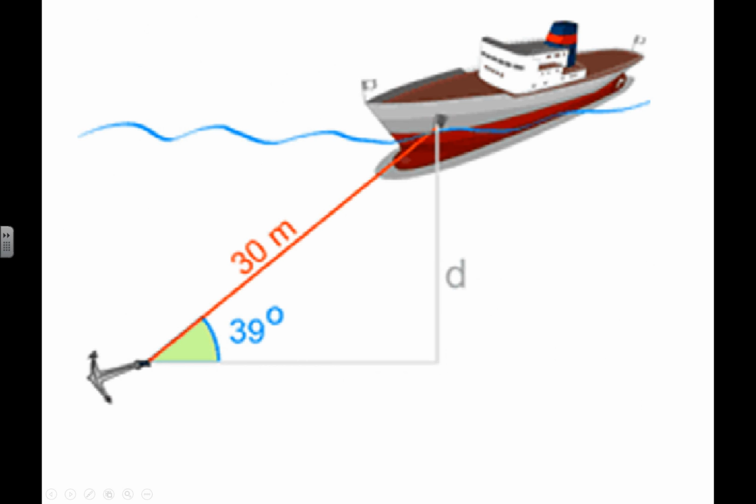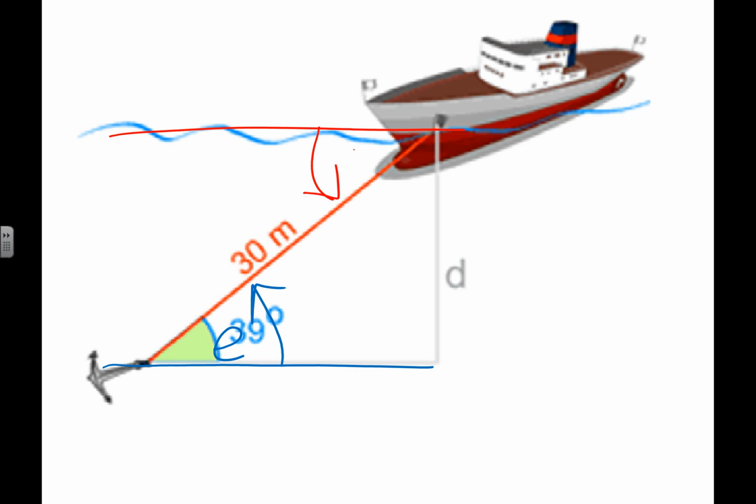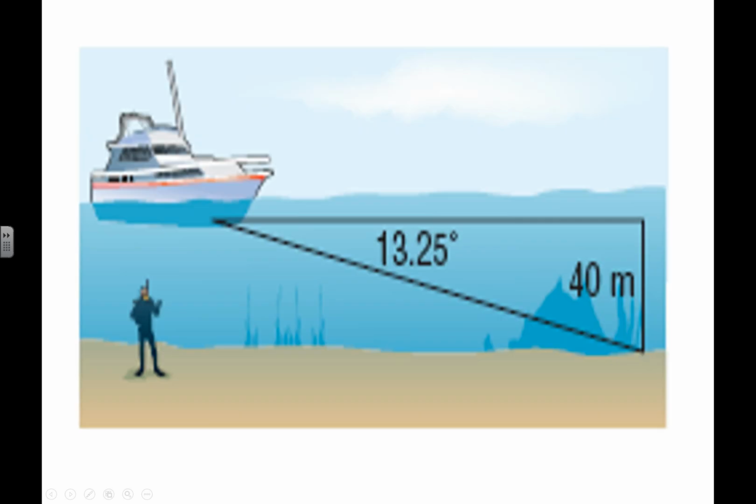Taking a look at this one, 10 seconds, label. Angle of elevation is horizontal going up. That's elevation right there. Angle of depression, horizontal going down. Right here, angle of elevation, you have to draw it in as horizontal going up. Angle of depression, horizontal and going down.